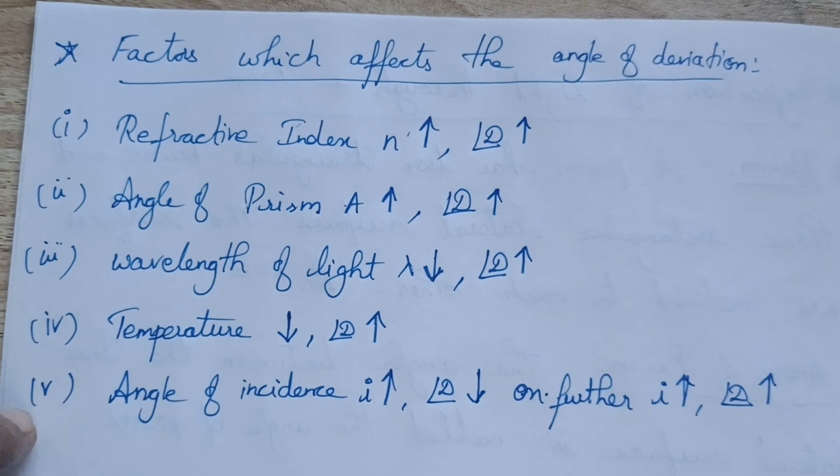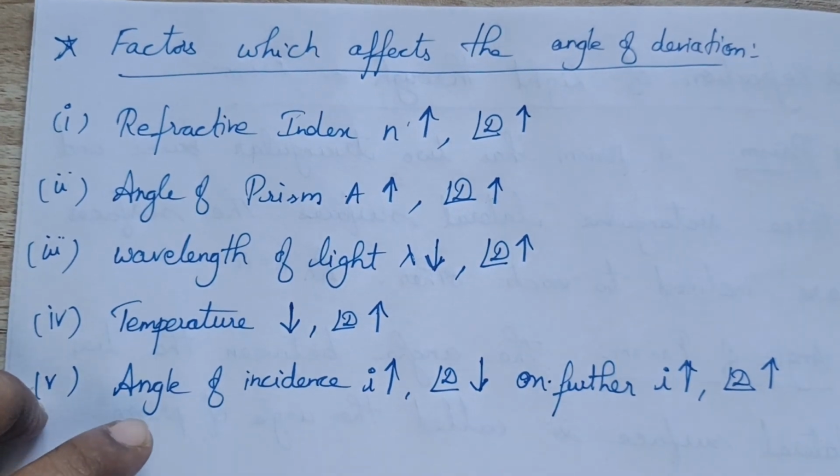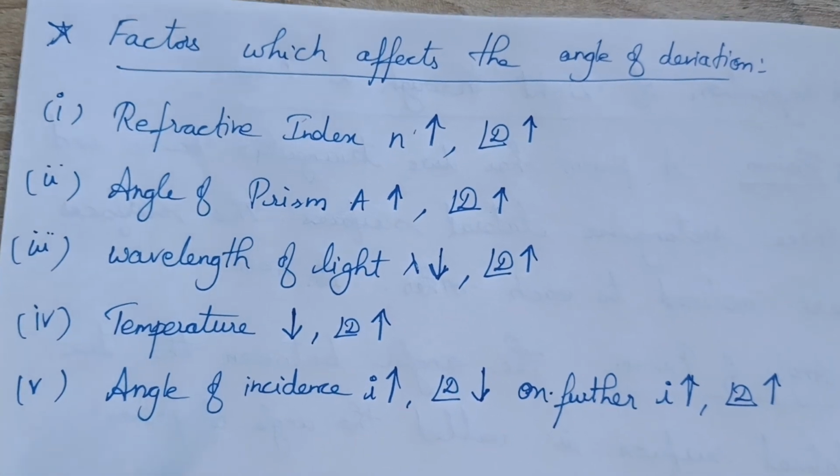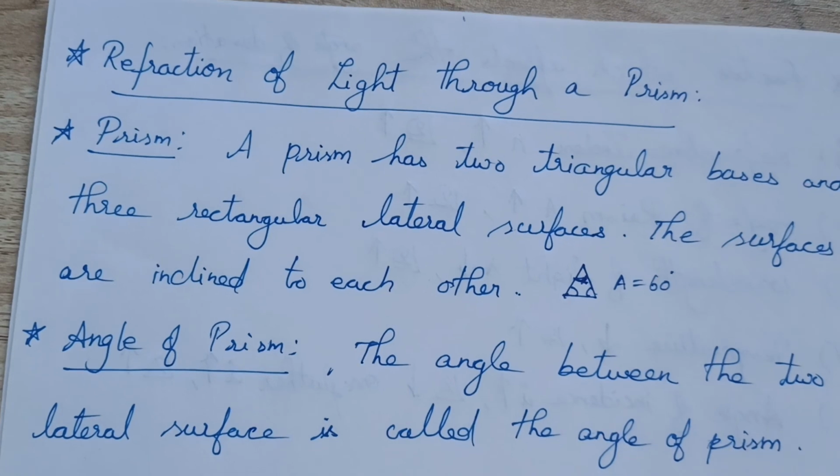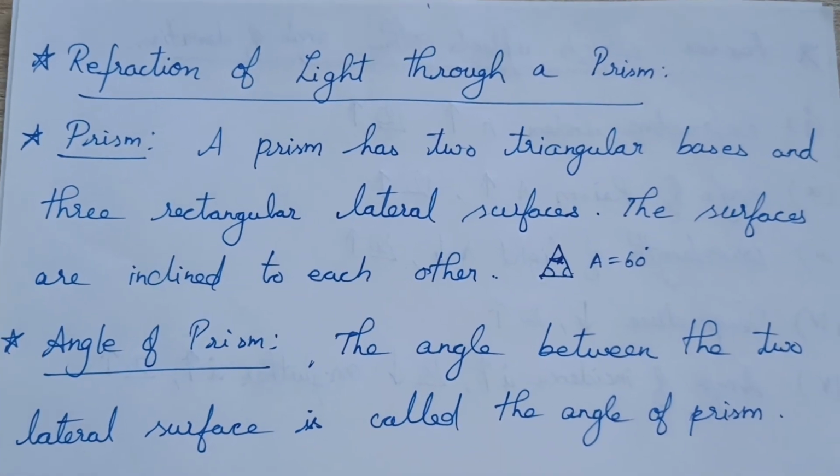They will only ask you to draw the ray diagram of refraction of light through the triangular prism, as well as what is a prism, what is the angle of deviation and the angle of prism. That's it. Thank you.